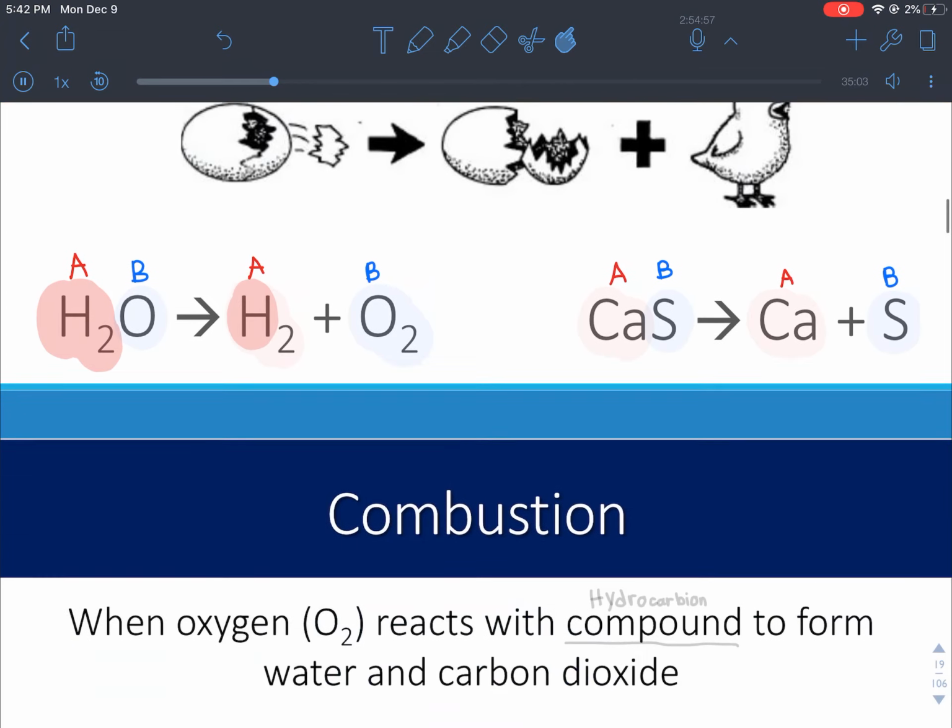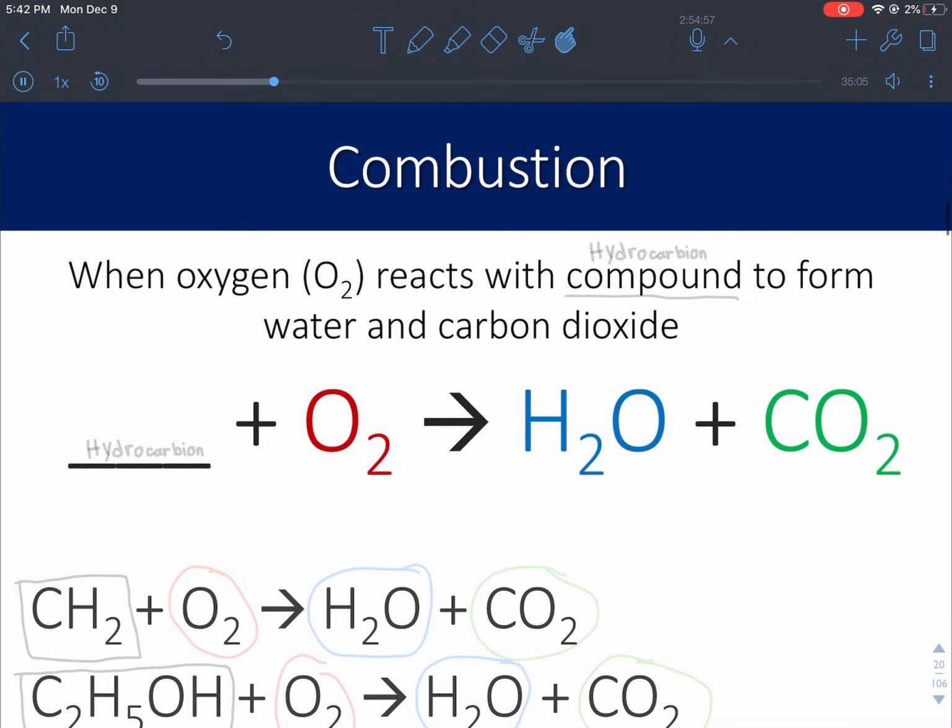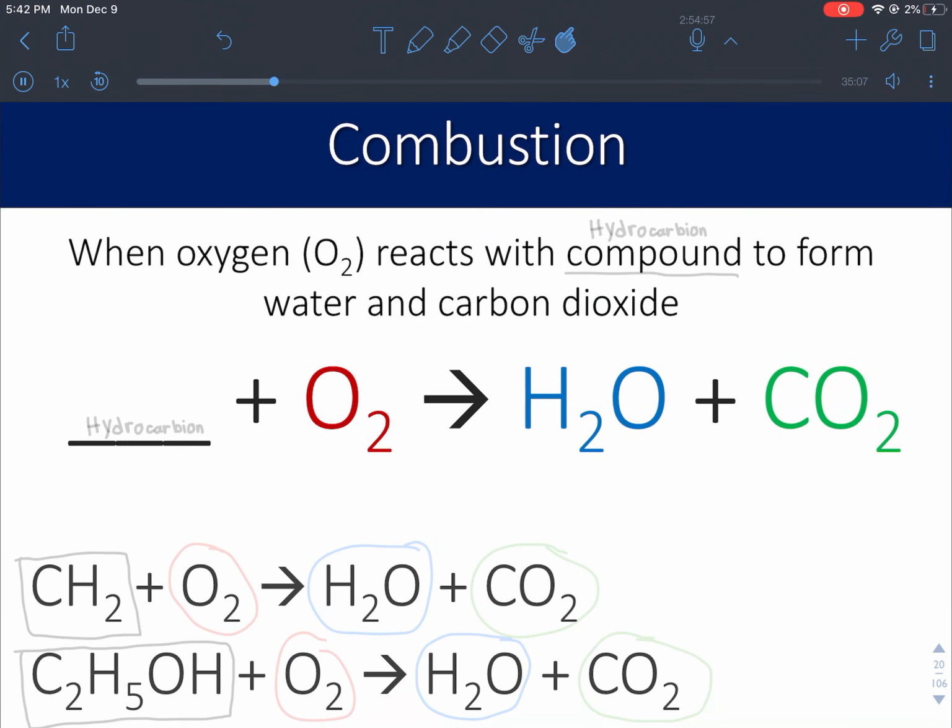Combustion. Notice how there's no A, B, C, D pattern for this. That's why I referred to it as Weird Uncle Fester yesterday, because it doesn't fit an A, B, C, D pattern.